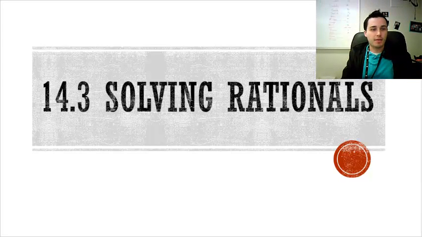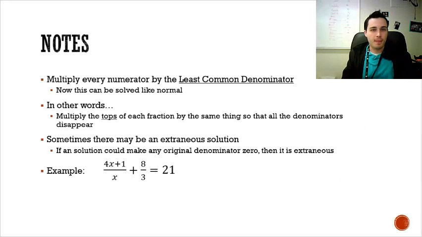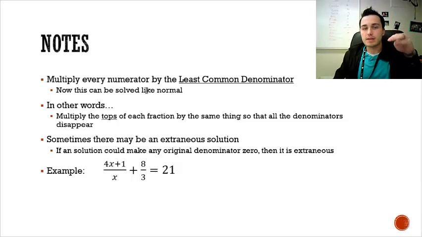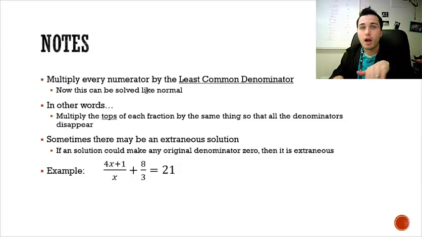Okay, let's do some math. Starting off here with solving rationals, the bottom line is you want to get rid of the denominators. To do that, you're going to multiply everything by the least common denominator. And then once the denominators are gone, you can solve the equation like normal.